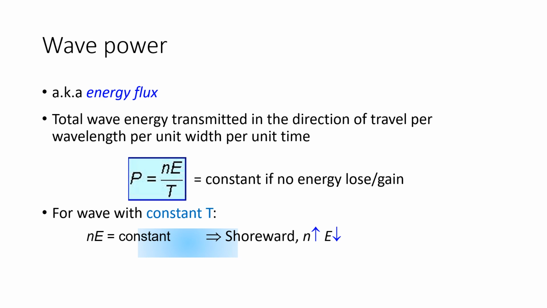Now, what does this tell us? Remember that in the shoreward direction, when the wave propagates, the N will slowly change from 0.5 and eventually becomes equal to 1. Now if N times E is always a constant, it would mean that when N increases, the energy E must decrease. So as the wave propagates shoreward, the wave energy will reduce in the shoreward direction.